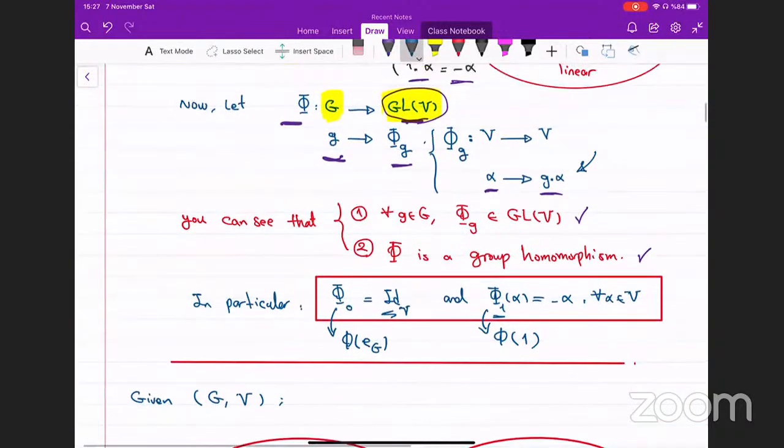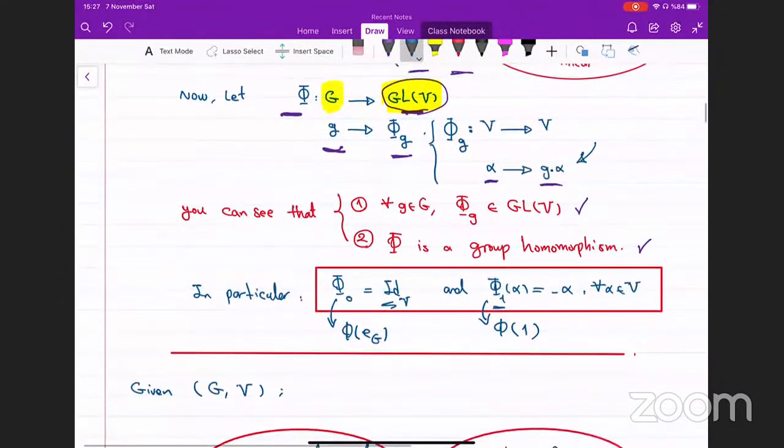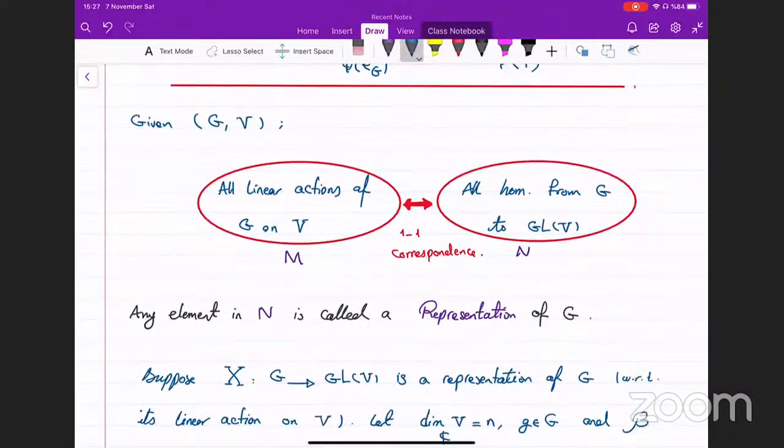And out of this linear action, we obtain a homomorphism. Now, we can generalize this. Given any group G and a vector space V, there is a one-to-one correspondence between the set of all linear actions of G on V and the set of all homomorphisms from G to GL(V). It means given any linear action, you can write one homomorphism from G to GL(V), similar to what we did for the previous example, and vice versa.